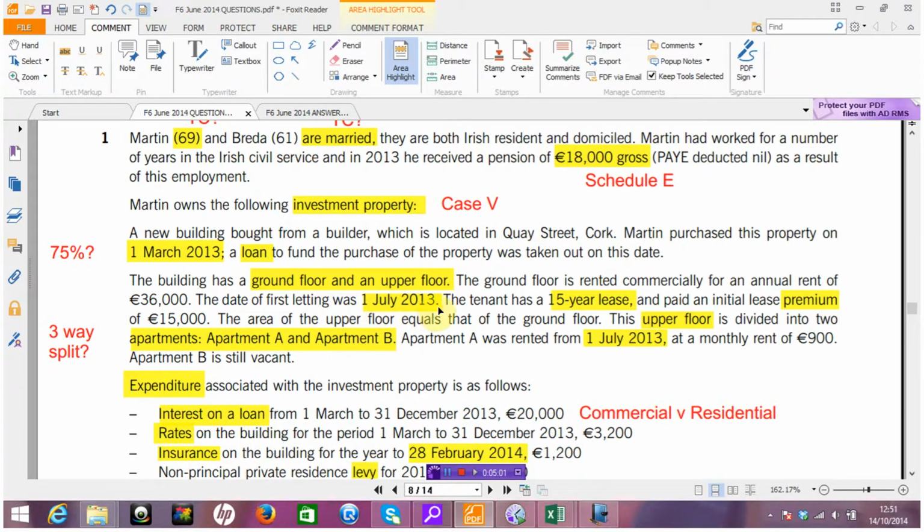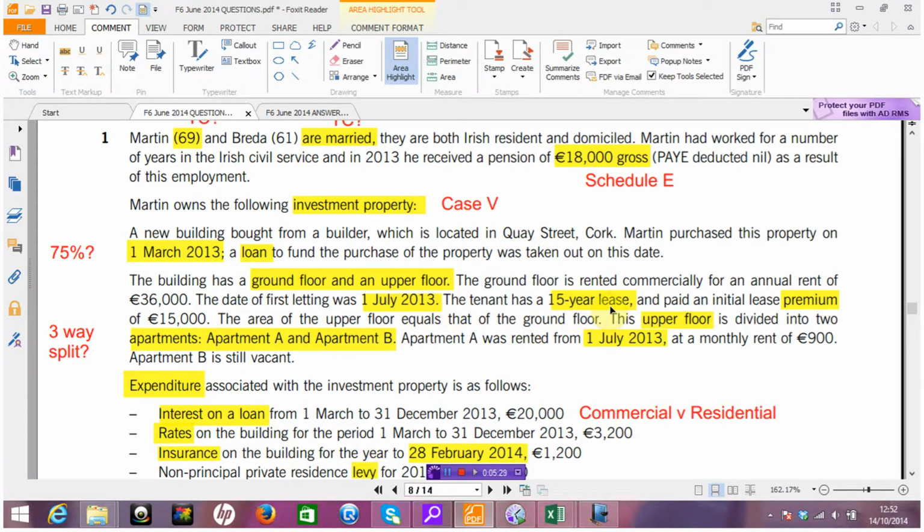each of the elements of the property are let at different times. In fact, one element, apartment B, wasn't let at all. So again, we've got another amount of prorating to do based on this particular date. We'll remember that expenses are only allowable for case 5 post-letting. So it's only the element of the expenditure from the 1st of July 2013 onwards for this particular part of the property that will be relevant.